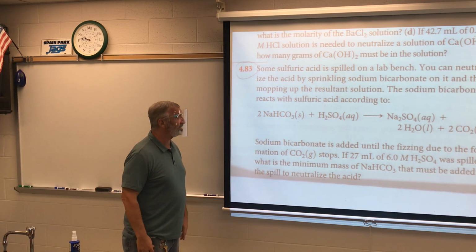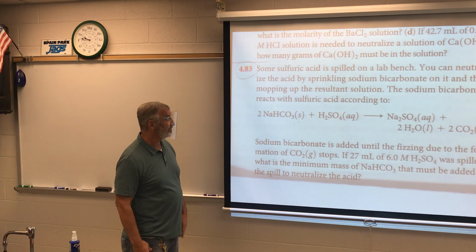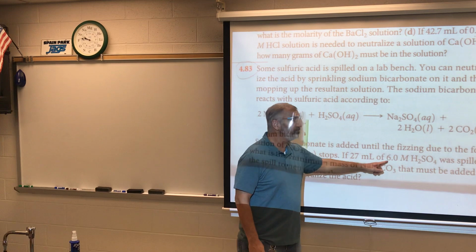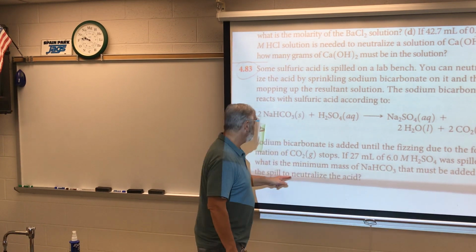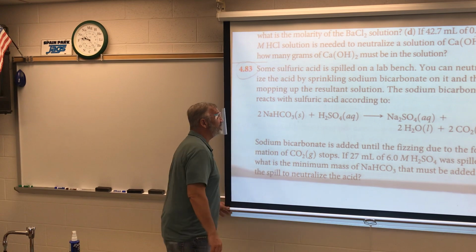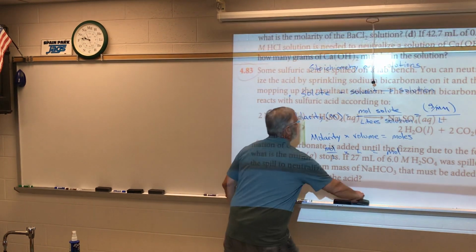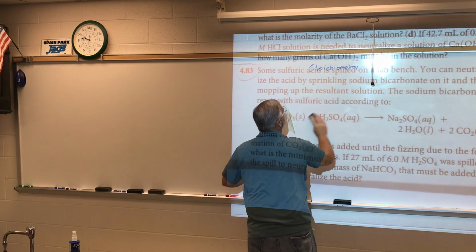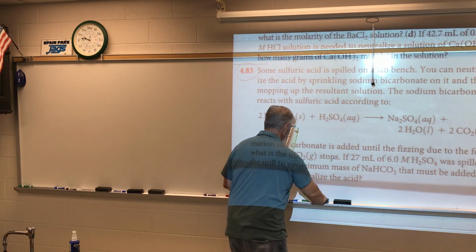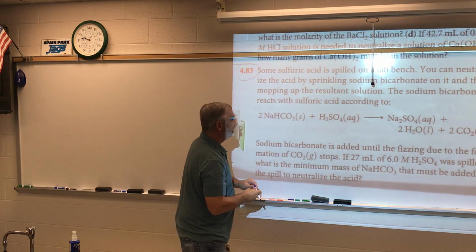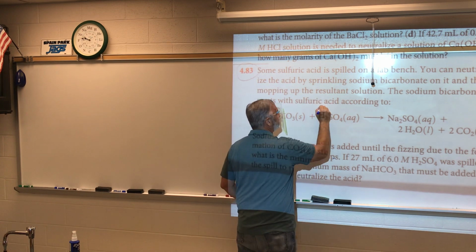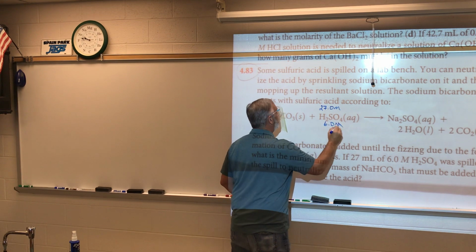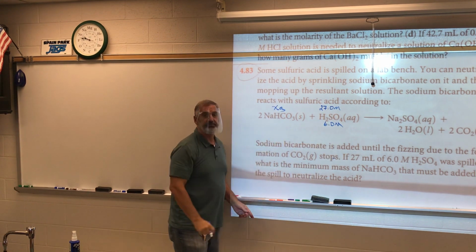So sodium bicarbonate is added till the fizzing due to the formation of CO2 stops, which is how you do it. So 27 milliliters of 6 molar. Now I'm given a volume and a molarity. With the spill, what is the minimum mass of sodium bicarbonate? So now I know that I have 27 milliliters of 6 molar of this, and the question asks for how many grams of that.